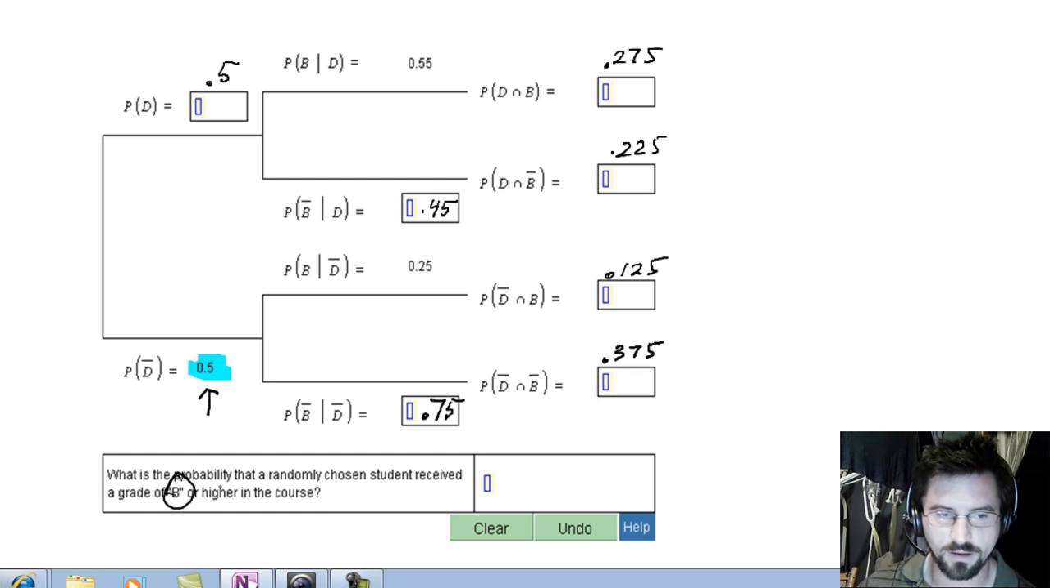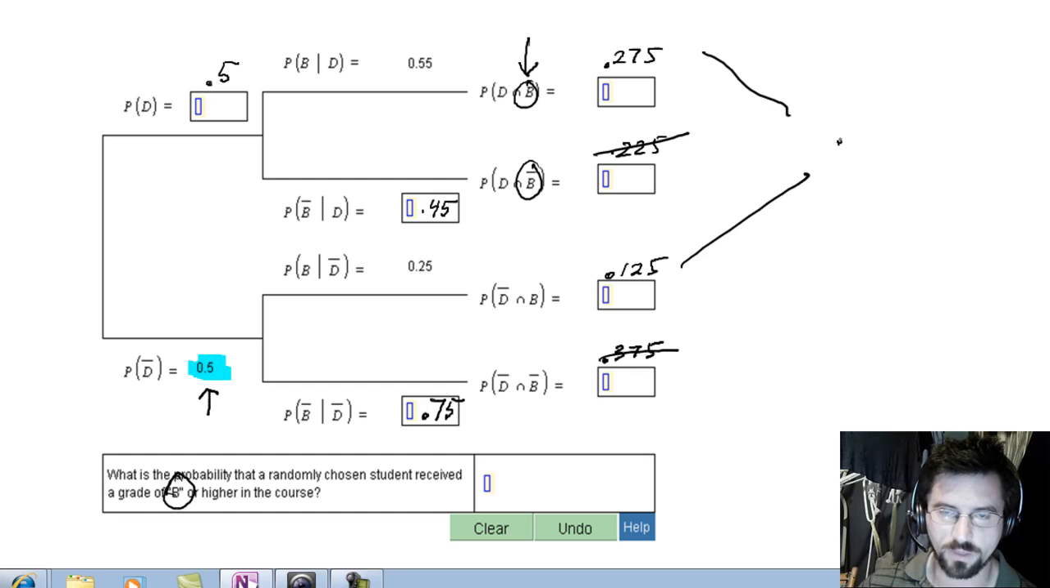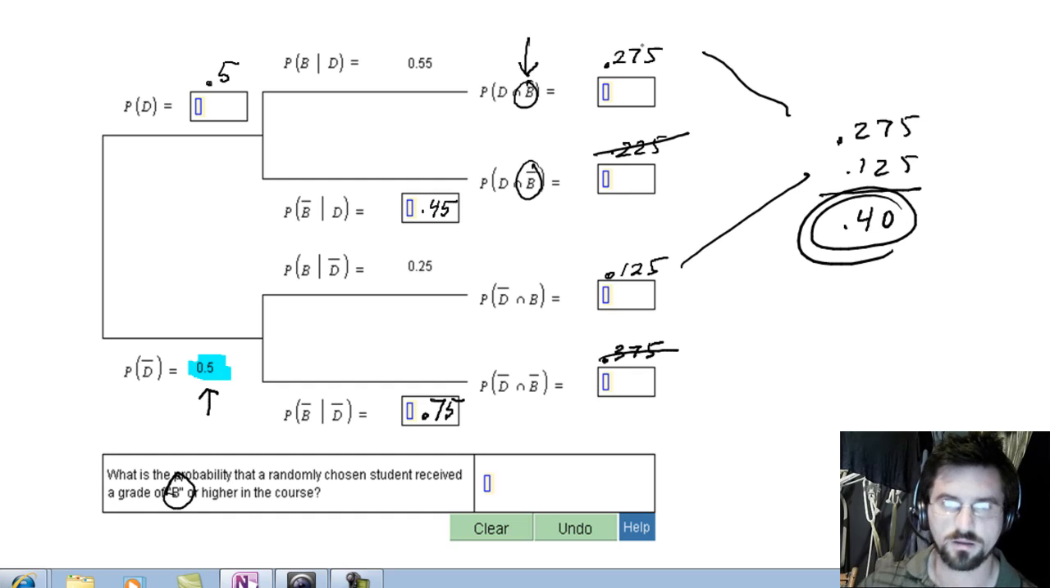Now, they want to know what is the probability that a randomly chosen student receives a grade of B or higher. So I can assume that that is a B and that this is not a B. This is a B or higher, this is not a B or higher, so it must be a C or lower, right? So we're not going to look at this one or this one. We're going to take these two and add them together. 0.275 plus 0.125 is 0.40, and that would be the answer we put in Alex.